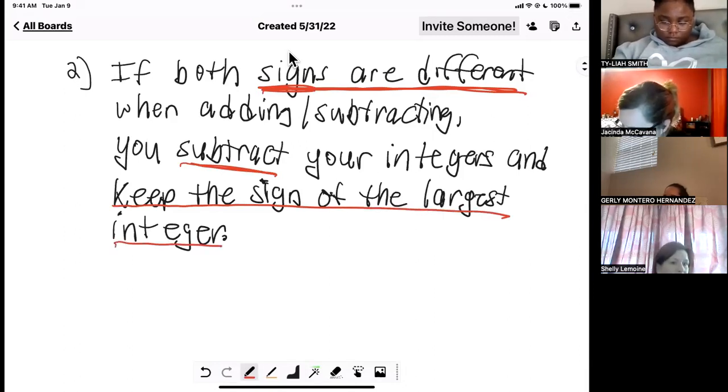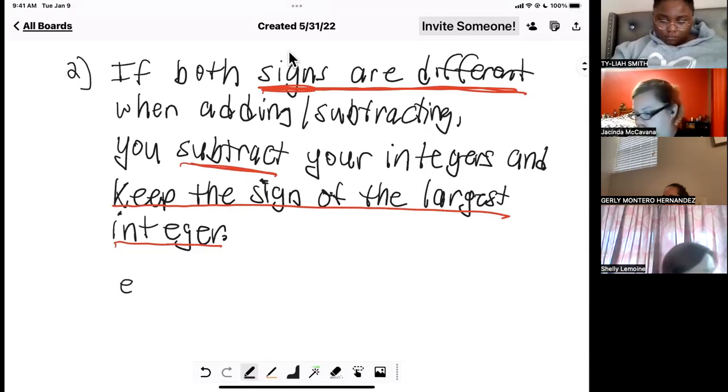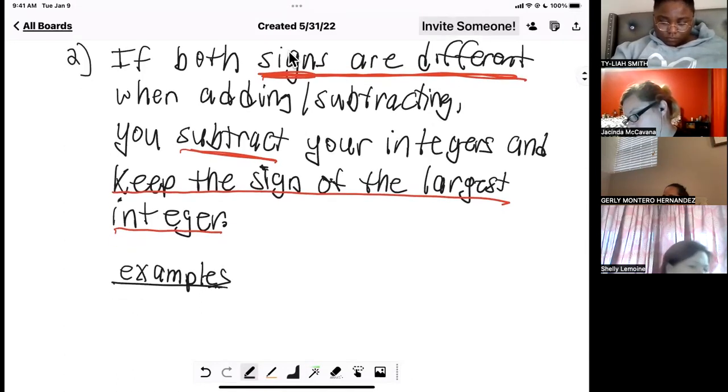Keep the sign of the largest integer. And if both signs are different, so one's positive and one's negative, and you're adding or subtracting, you subtract the two integers and you keep the sign of the largest integer. Sounds complicated, but I think you'll get it after we practice a little bit. And we'll look at a couple examples.